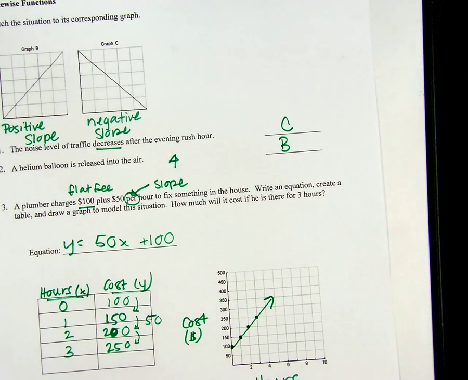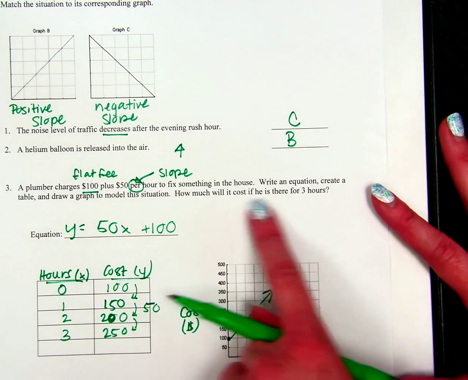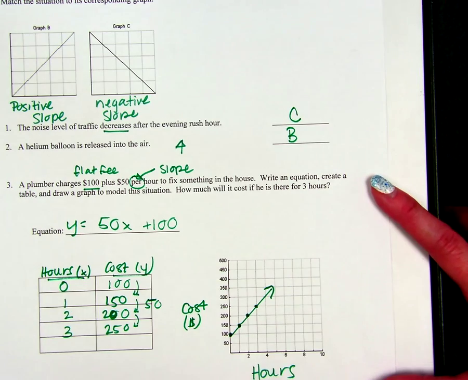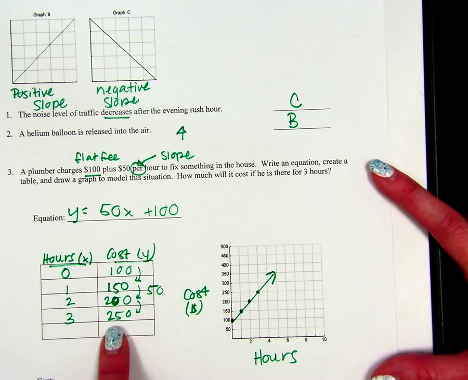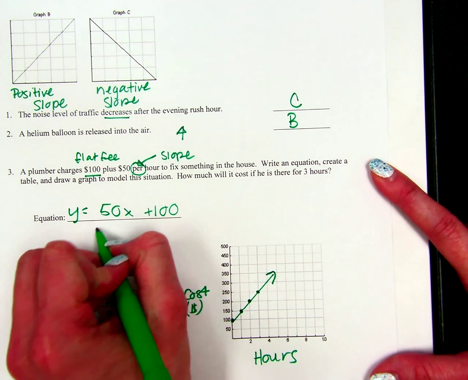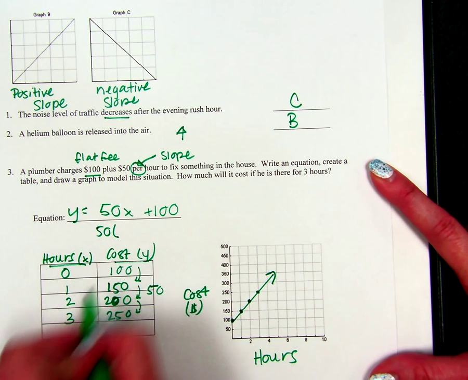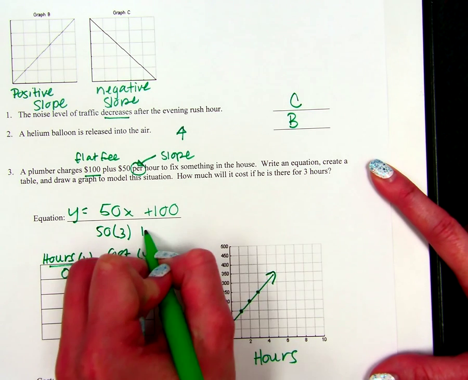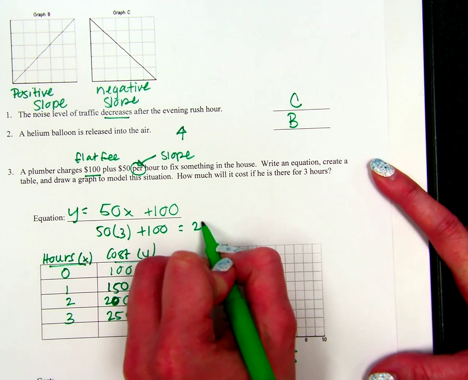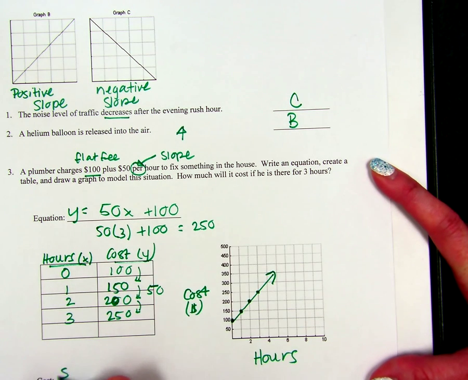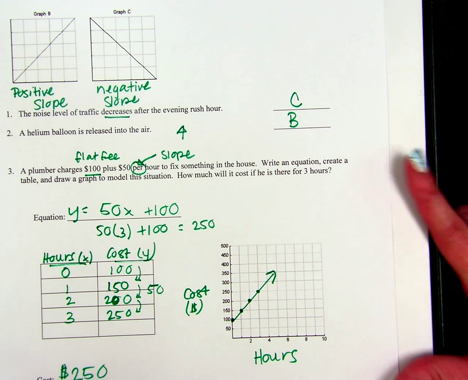We'll go back and read the question, and it says how much will it cost if he's there for 3 hours. We're going to look back at our table here, and we determined that it was $250 because we plugged in 3 for our x. Just to remind you guys, 50 times 3 plus 100 gives us 150 plus 100, so that would give us 250. So it would be $250 would be our cost.